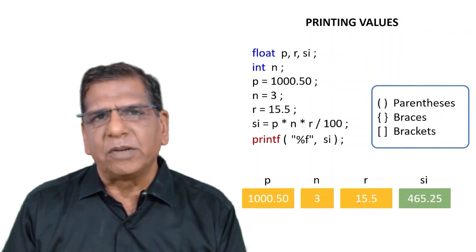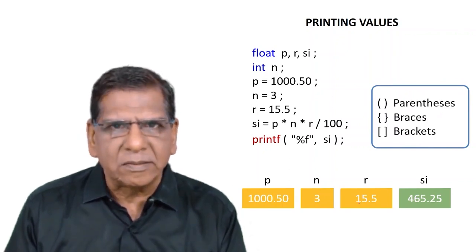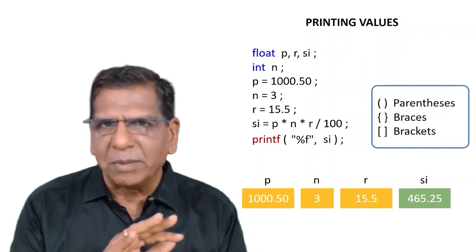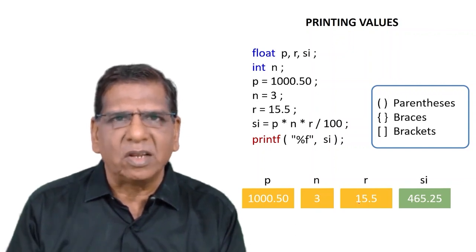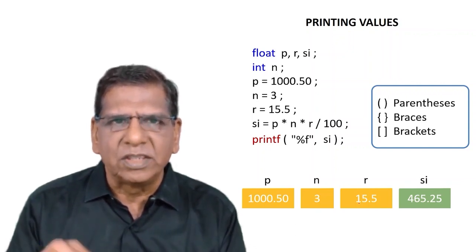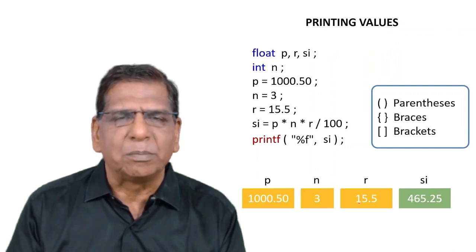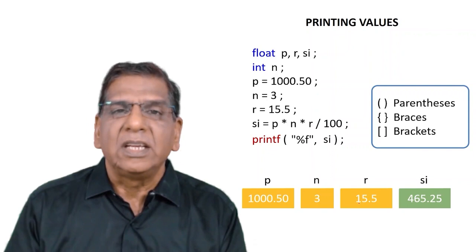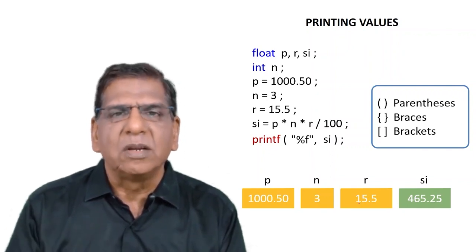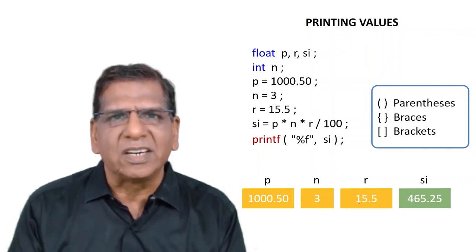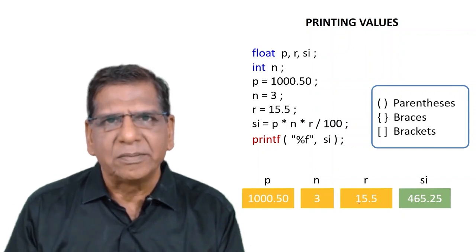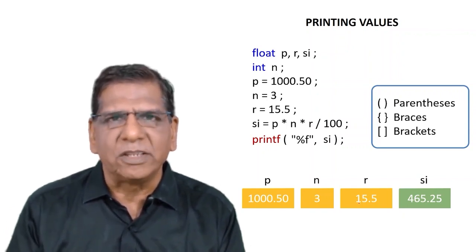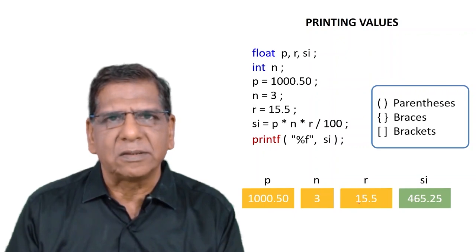Notice that with printf, what we have used is a pair of parentheses. Don't call them rounded brackets, that's wrong terminology. Always use this terminology: parentheses, braces, and brackets. They are distinct, they are different. In C programming, all three are allowed, but each is used with a different purpose in mind. So with printf, we should always employ a pair of parentheses.